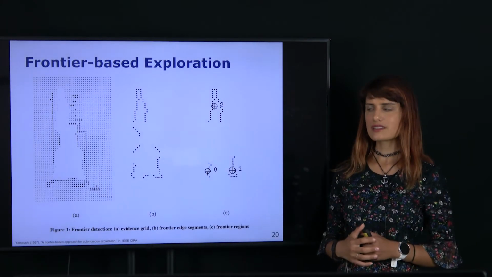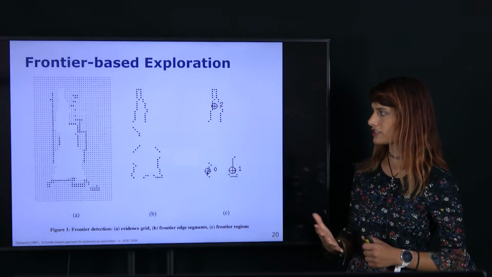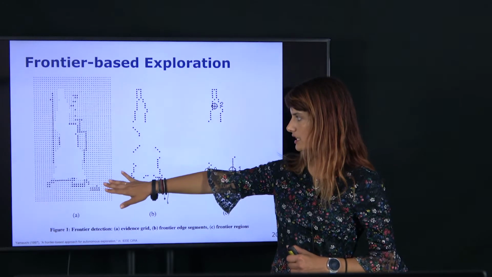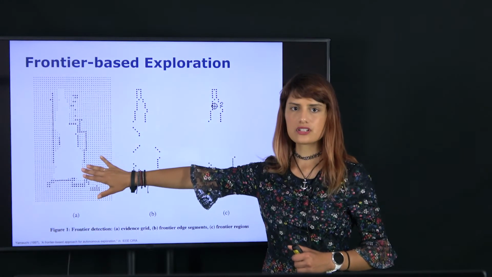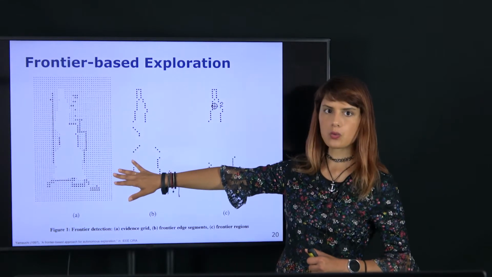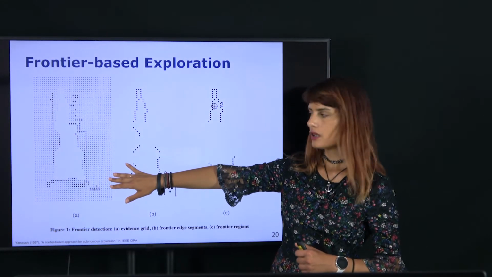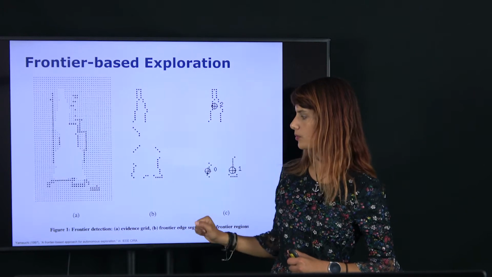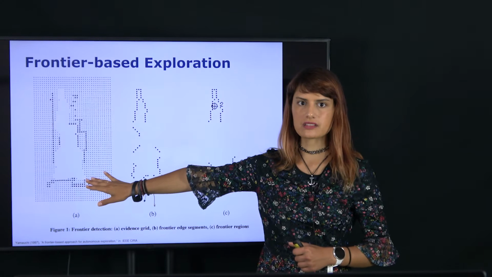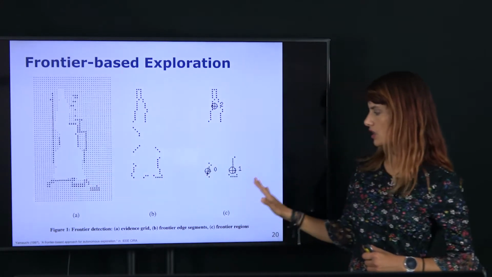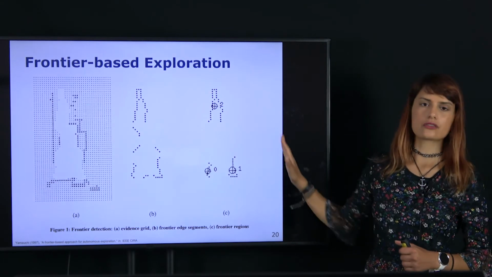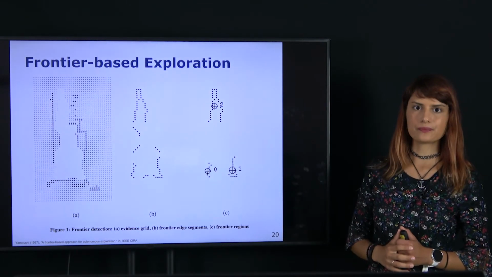On this slide, we can see another example of frontier detection. On the left we see a partially explored environment where the white is free space, the large black dots are occupied cells, and the small ones are unknown. Based on this partially explored map, we can extract the frontiers as the boundary between the free and unknown space. Then we can cluster these frontiers and figure out potential promising locations for robot exploration tasks.